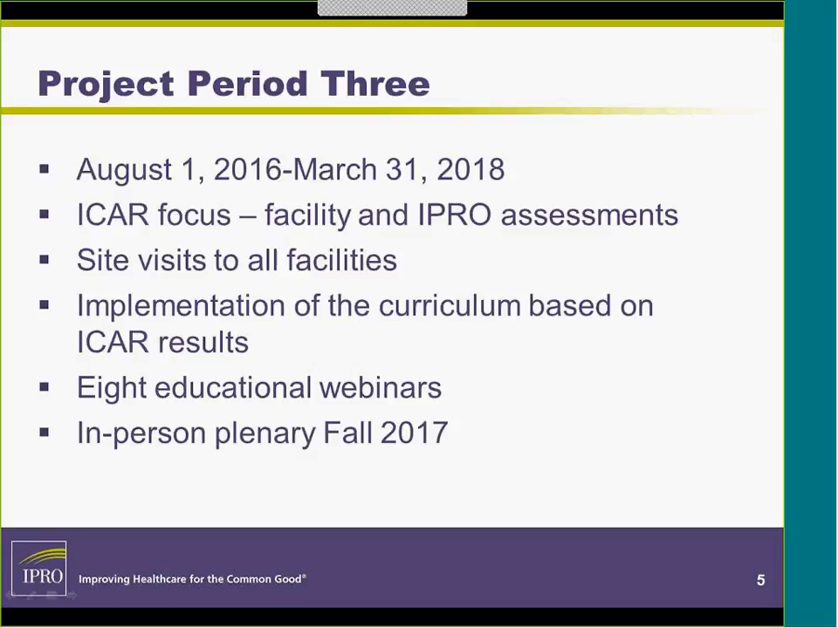In this period, we will be asking all licensed facilities in the state of Connecticut. We'll be visiting all of the licensed facilities in the state of Connecticut. And at the end of the project, we will be making follow-up visits to at least 10 of those facilities.